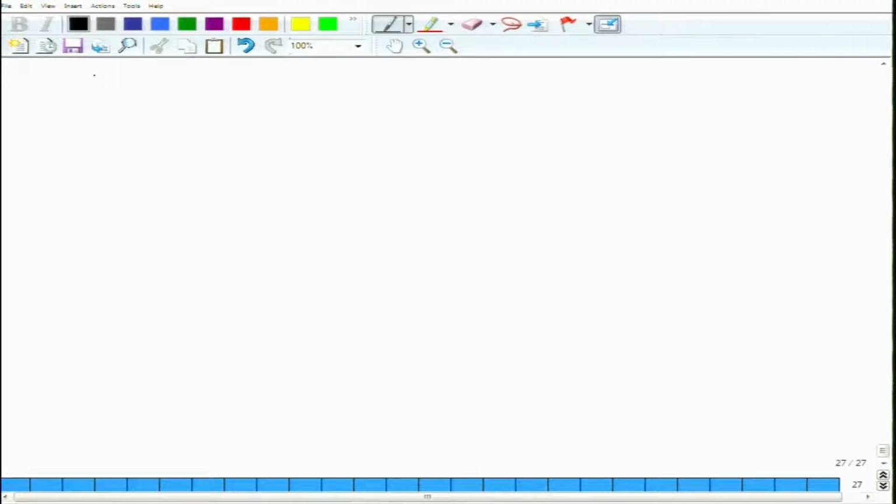Welcome back. So now I'm going to make use of Wolff's equation expression to get a Van Laar equation out of it. Okay. So Van Laar is a special case of Wolff.